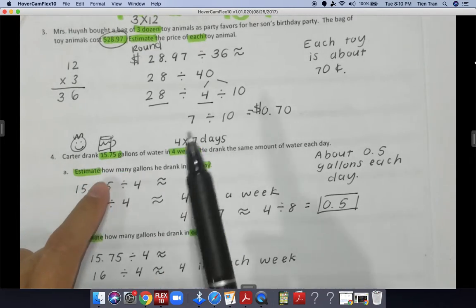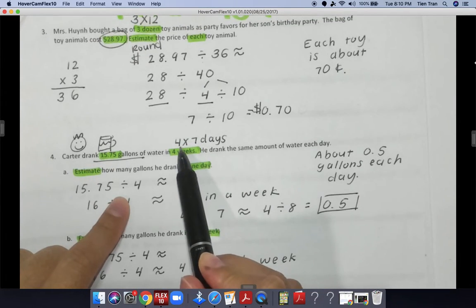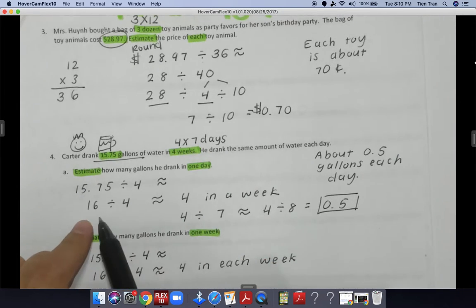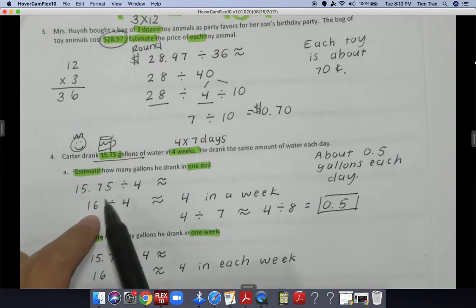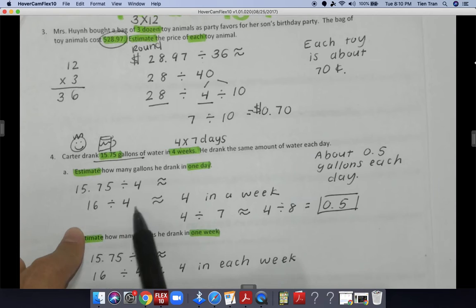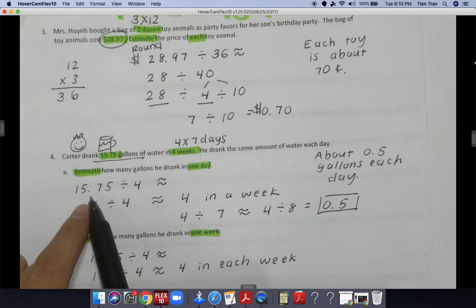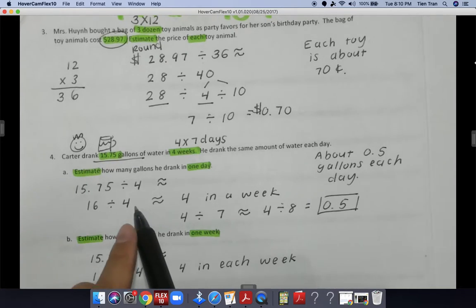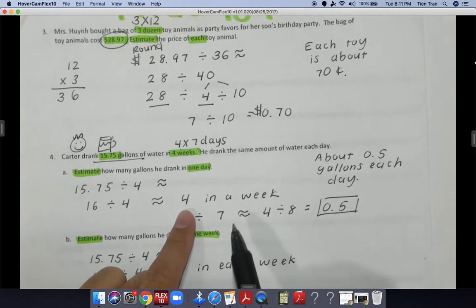So to find that out, I'm going to divide 15.75 gallons by 4 because there are 4 weeks. And then afterwards, I need to break it down into days. So first, let's divide it by weeks first. So we know that we can round 15.75 to 16. And I divided by 4 because these numbers are easier to work with than if I were to divide 20 or 15 by 4. It's easier to use a multiple. So 16 divided by 4 is equal to 4 in a week. Okay, so he's drinking 4 gallons in a week.